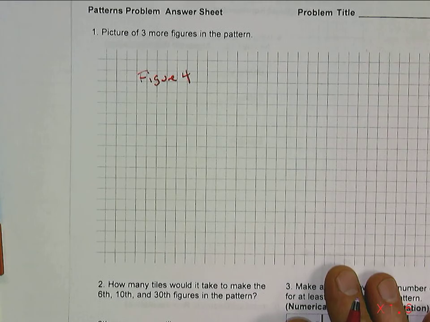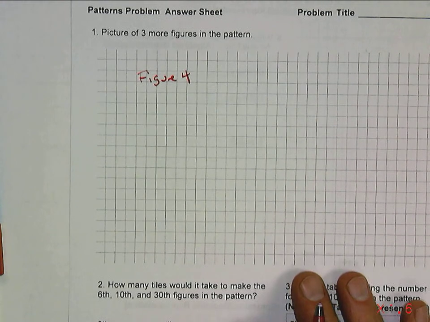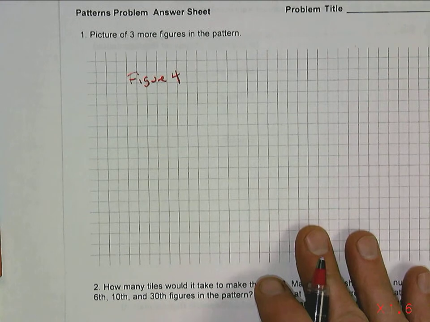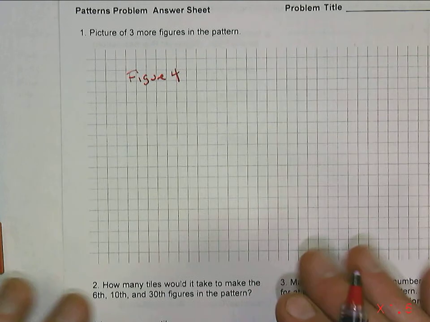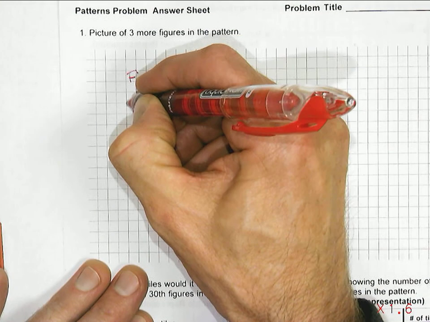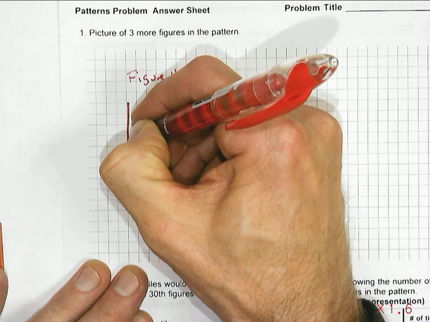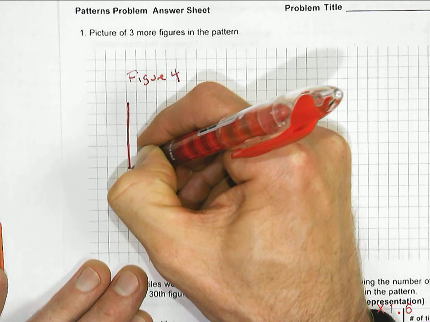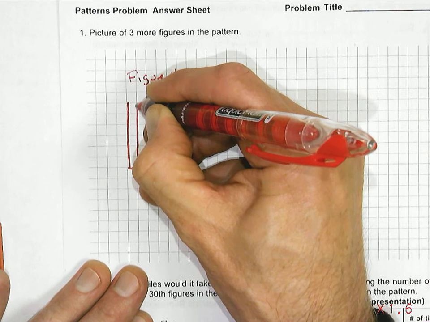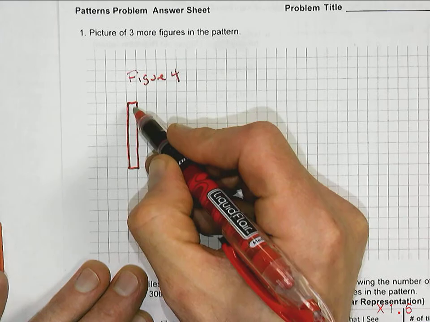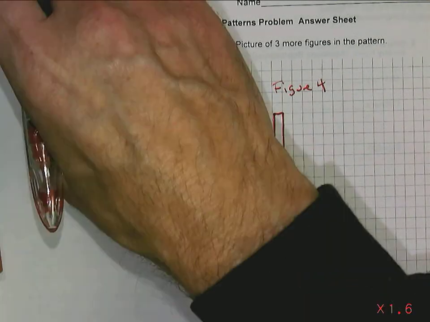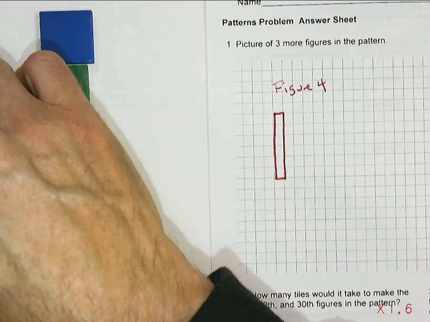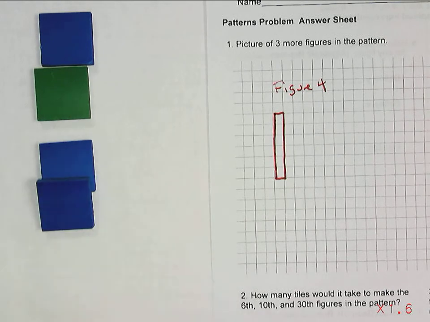And so we already know from our previous look at this that figure 4, which I built, had 6 tiles in it. So I'm just going to go 1, 2, 3, 4, 5, 6. So that would be a picture of figure 4, 1, 2, 3, 4, 5, 6. And here again, this is the initial set of these.